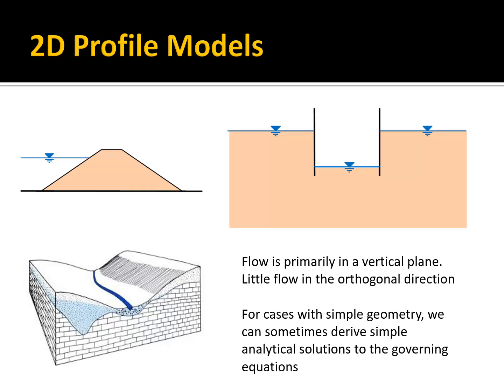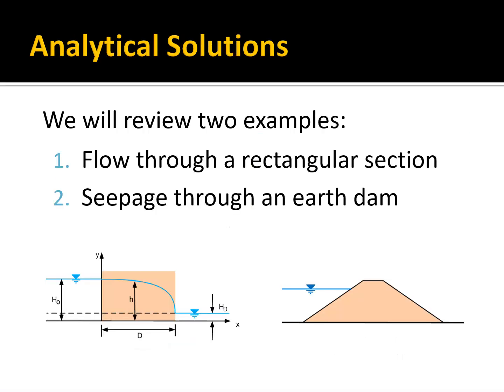We're going to be focusing on 2D profile models, and that is basically a vertical slice through a dam or a levee or a problem. Well, a sheet pile might be too difficult to use with an analytical solution, but we are going to handle a couple of simple solutions. We will look at two examples in particular. One will be a flow through a rectangular section, and the other will be seepage through an earth dam. And we can come up with equations to describe both of these. And for the rectangular section, we're going to look at a couple of different solutions.